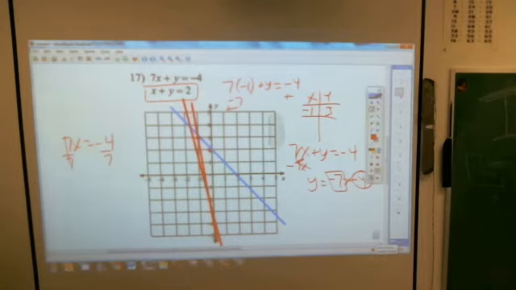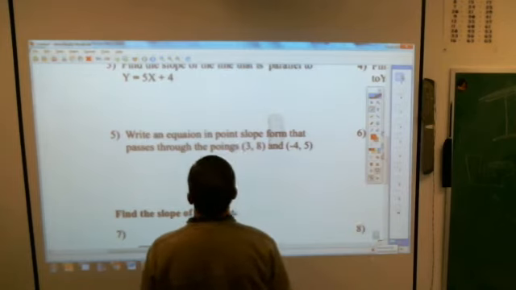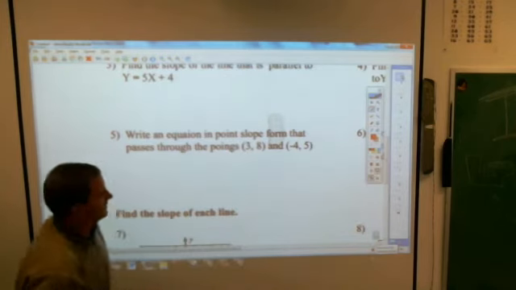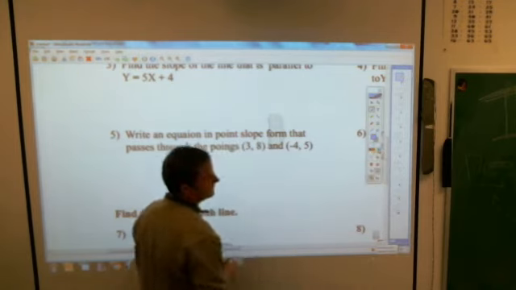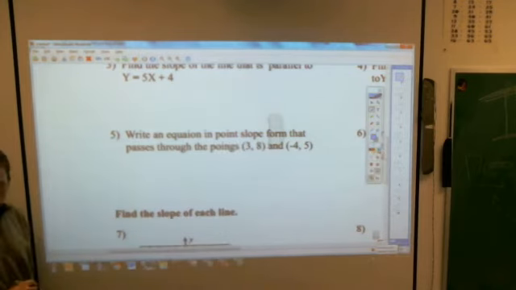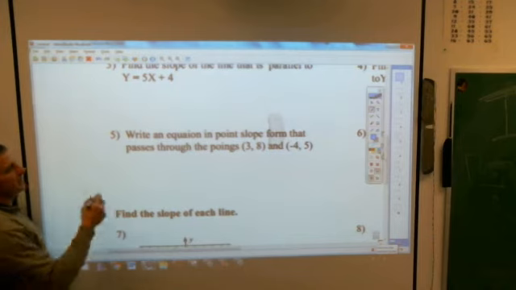Number 5. Write an equation in point slope form. Yeah, this is going to be the tough one. I'm not thinking you probably know anything about point slope form. Just know this. This is really all you need to know. It looks more complicated than it is.